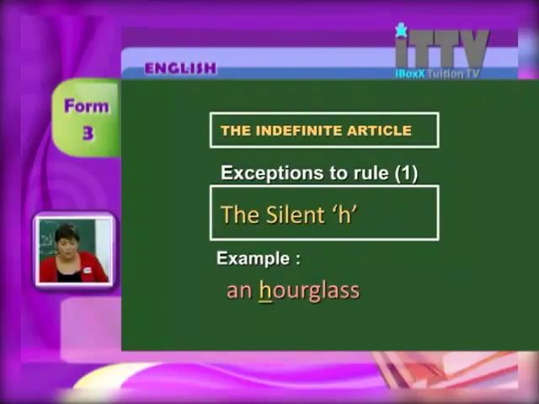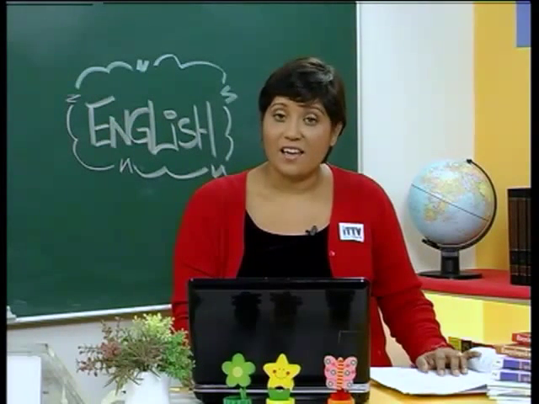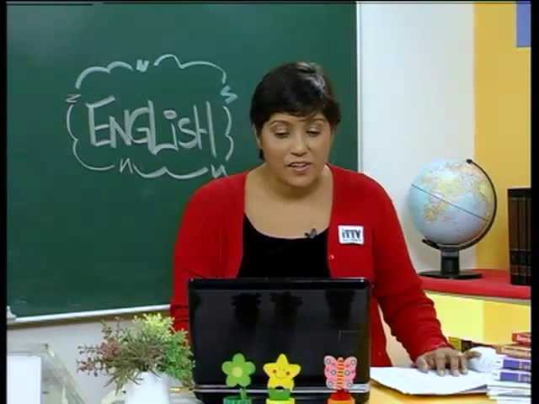Another example there for you, an hourglass. Very clearly, it is spelled H-O-U-R-G-L-A-S-S. Pronunciation is something else. It is hour, O-U-R. In this case, again, the vowel sound is more important than the spelling, in which case you use an. A third example, an honorable guest, an honorable guest. The H is almost silent, so you use an instead of a. I hope that is very clear for you, students.